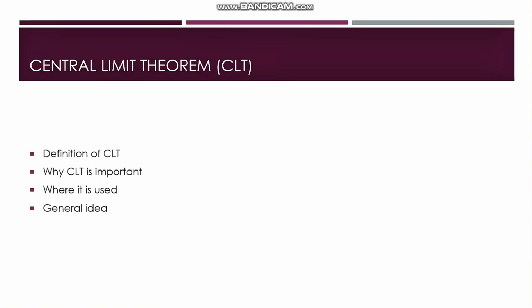It's one of the most important ideas in statistics because it explains why the normal distribution is used so often. The main idea is that even if the original data are not normally distributed, the average of samples will tend to follow a normal distribution. This makes statistical analysis possible in many real-world situations.